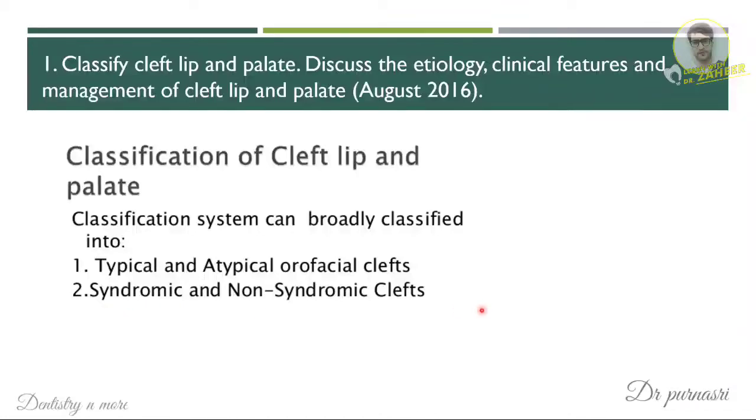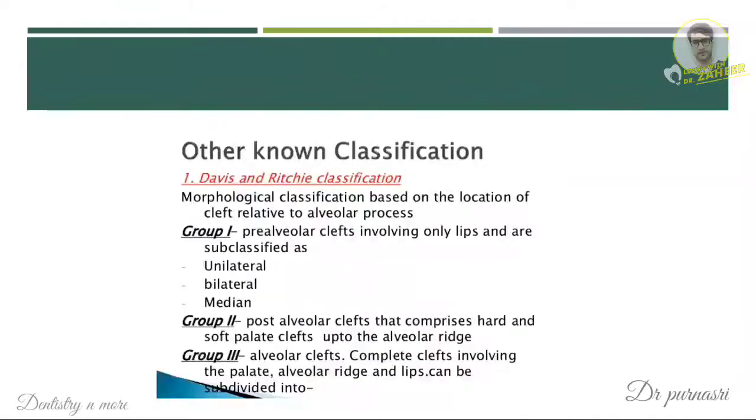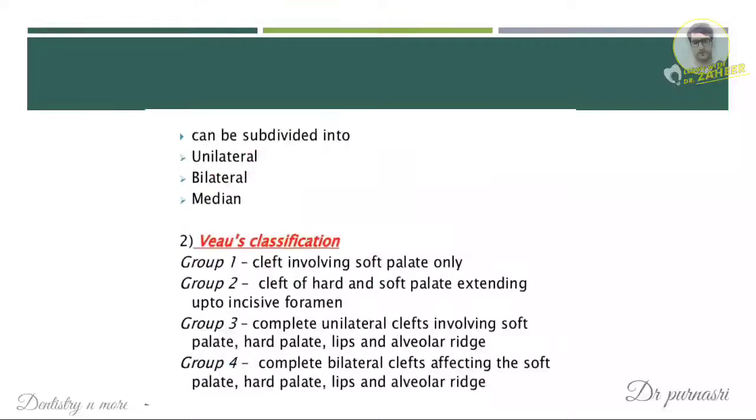Other than this, there are certain classifications, such as the Davies and Ritchie classification, where they divide into 3 groups: prealveolar, postalveolar and alveolar clefts. Then Veau's classification, where he divides into 4 groups. Group 1 is cleft involving the soft palate, group 2 is cleft involving hard and soft palate but up to the incisive foramen, group 3 is complete unilateral clefts, and group 4 is complete bilateral clefts.